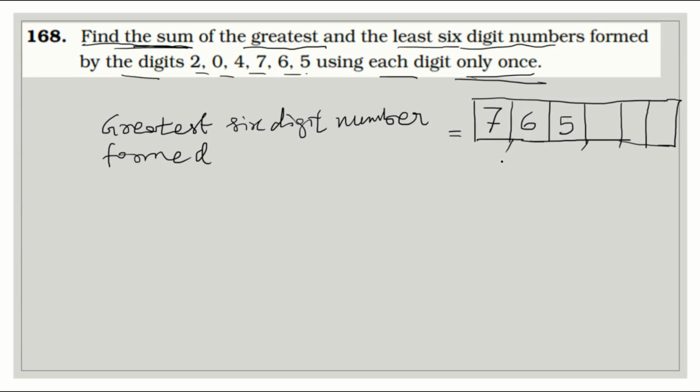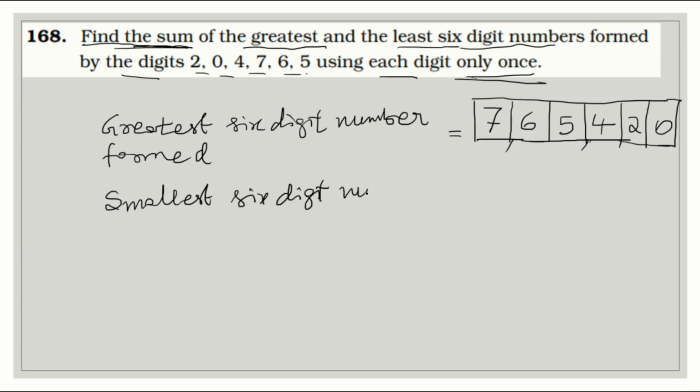The greatest place among the 6 digits is the lakhs place, the 1 lakh place, so that is occupied by 7. 6 occupies the 10,000 place, 5 occupies the thousands place, 4 in hundreds, 2 in tens, 0 in ones place. So this number is 7,65,420. But the very important thing is writing the smallest 6-digit number.